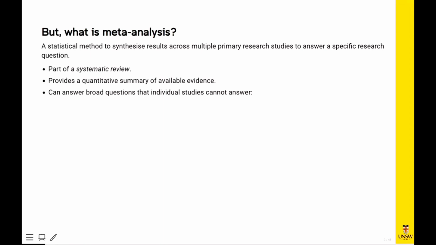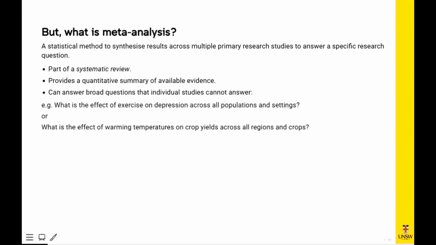And it can answer broad questions that individual studies tend not to be able to answer due to resource limitations. For example, what is the effect of exercise on depression across a bunch of different populations and settings? Usually studies like that are focused on particular populations or locations, or maybe the interventions are limited. Or something like, what is the effect of warming temperatures on crop yields across a bunch of regions and crops? Something like this might focus on particular regions or on just a few types of crops. But with a meta-analysis, we can combine lots of different studies to get a better estimate overall.